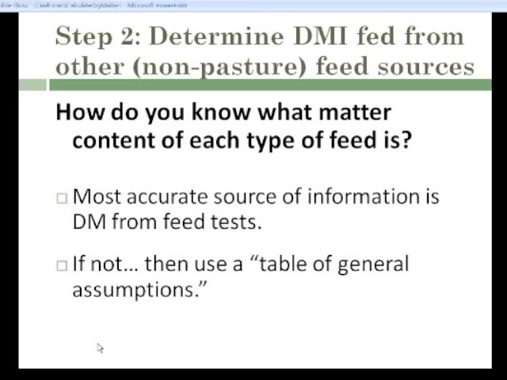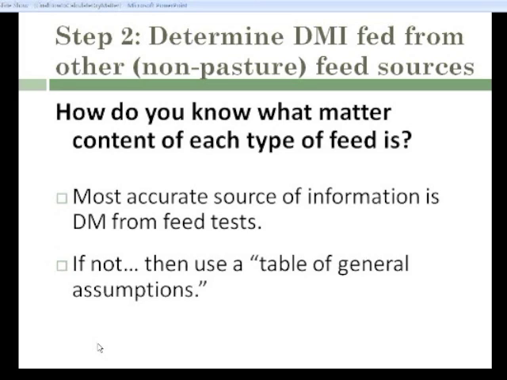So now let's talk about how to figure out what the dry matter content of each of these types of feeds is, because you're probably going to have this information on an as-fed basis, and you need to first convert it to a dry matter basis. The most accurate source of information is always going to be the feed tests themselves, those forage tests that you have done that come back and tell you the nutritional content of the feed. One of the numbers at the top of the list of numbers that they give you is going to be the dry matter content of that feed.